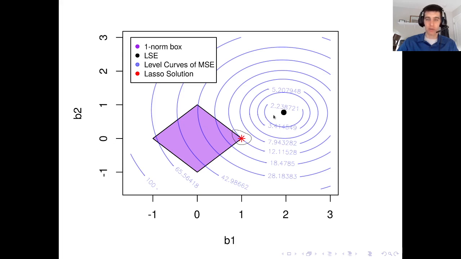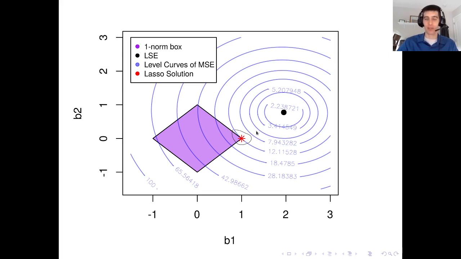So my least squares estimator didn't have b2 equal to 0, but as I was compromising mean squared error with this constraint of ending up in the box, I have hit this point, which was a vertex of the box, and the vertices of the box tend to be sparse. They have b1 is 1, b2 is 0.